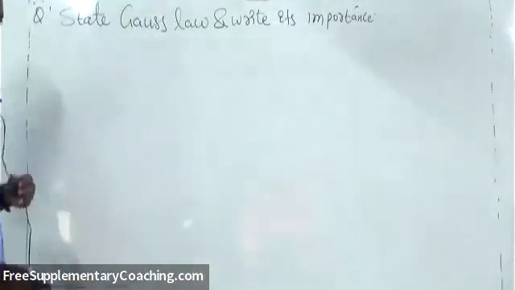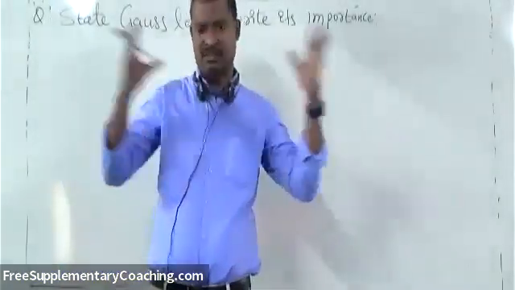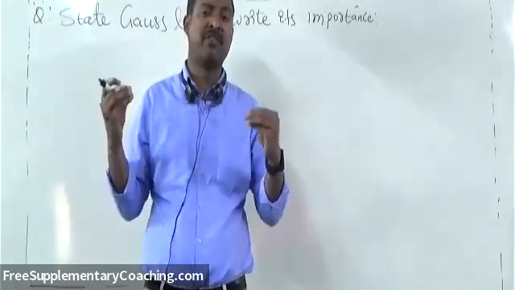So actually, what is Gauss law? What Gauss law is saying is that the net emerging flux, flux means electric field lines, the number of field lines.